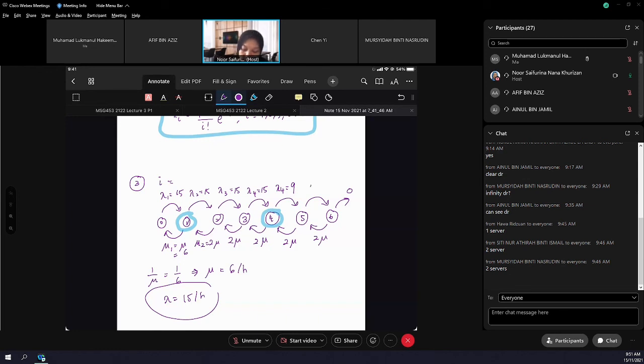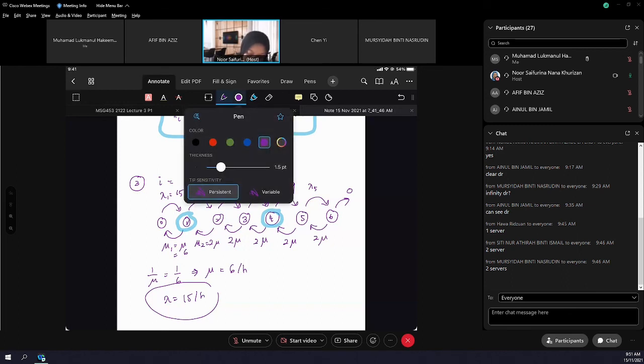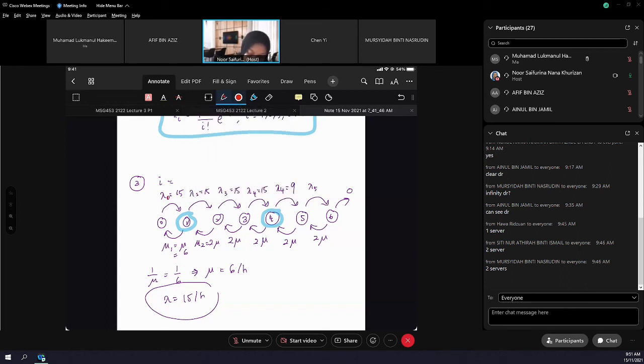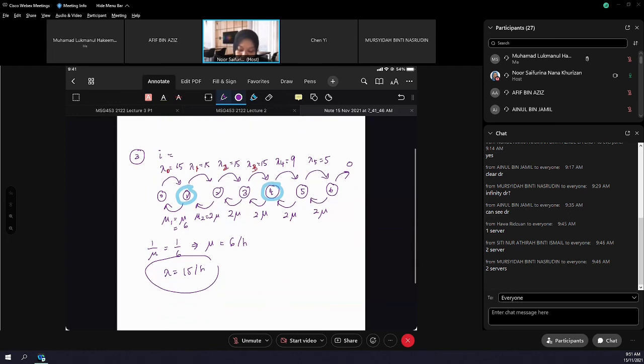So your lambda 5, sorry, this should be lambda 0, 1, 2, 3. Okay, sorry about that. Right, so lambda 5 is equal to 5. So now we have our values of all of our arrival rates and also service rates.